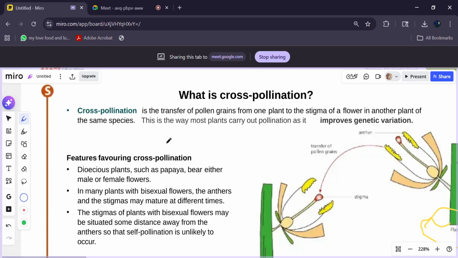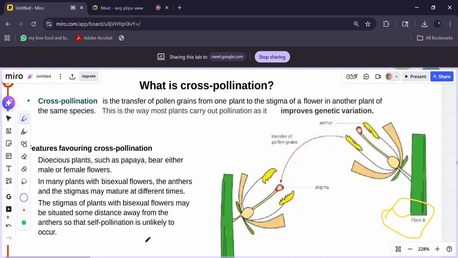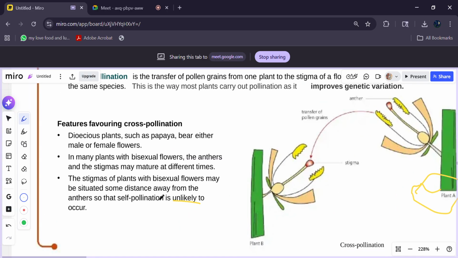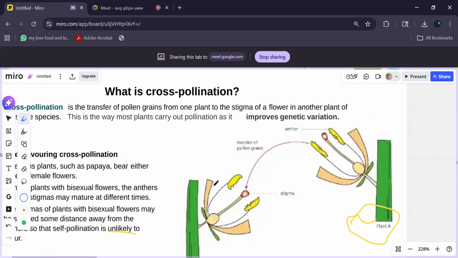Now, what are the features of cross-pollination? In many plants with bisexual flowers, the anthers and stigmas may mature at different times. The stigmas of plants with bisexual flowers may be situated some distance away from the anthers so that self-pollination is unlikely to occur. So there's some distance between them so that self-pollination will be unlikely to occur.